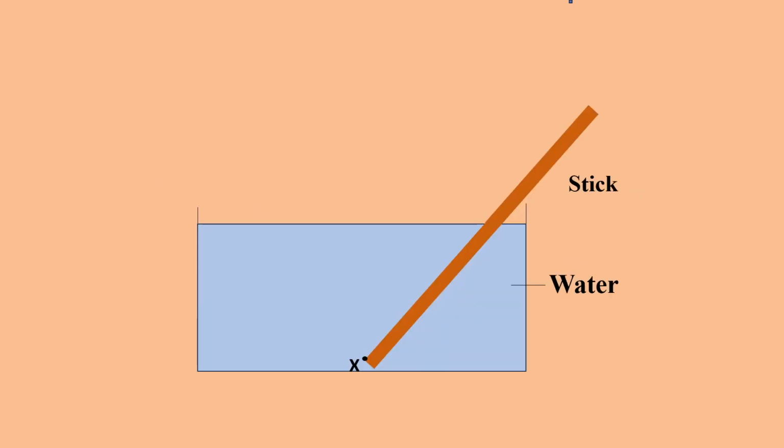We have seen earlier that a stick appears bent or broken when seen by an observer if the stick is partially immersed in water. Let us consider a point X at the end of the stick. And we are going to use ray diagrams to show the position of the image of point X that the observer will see when looking at the stick. In other words, the observer will not see point X in its actual position, but will see an image of point X.